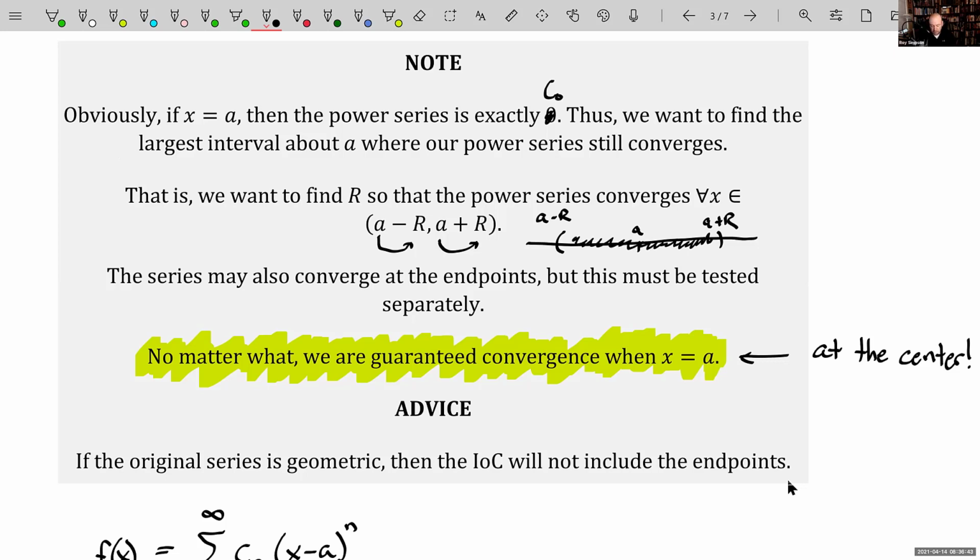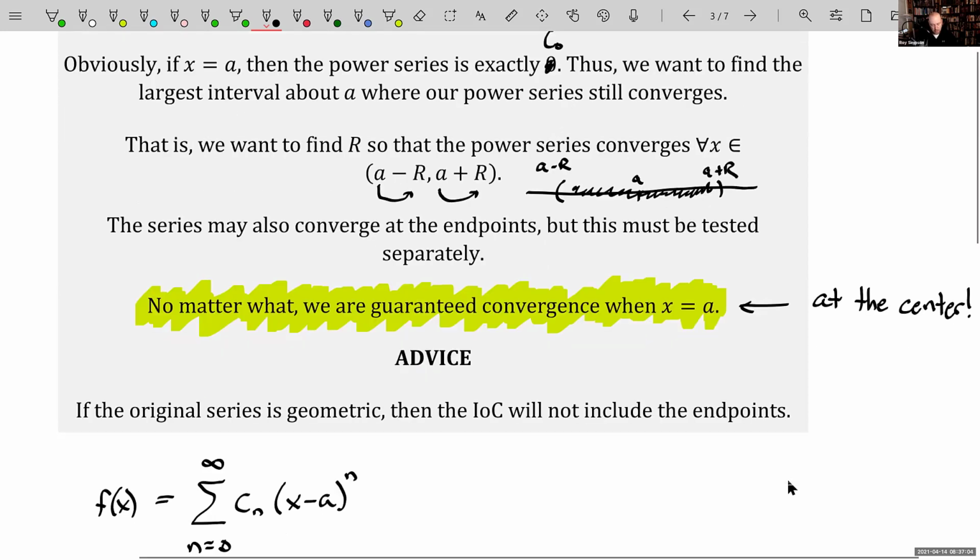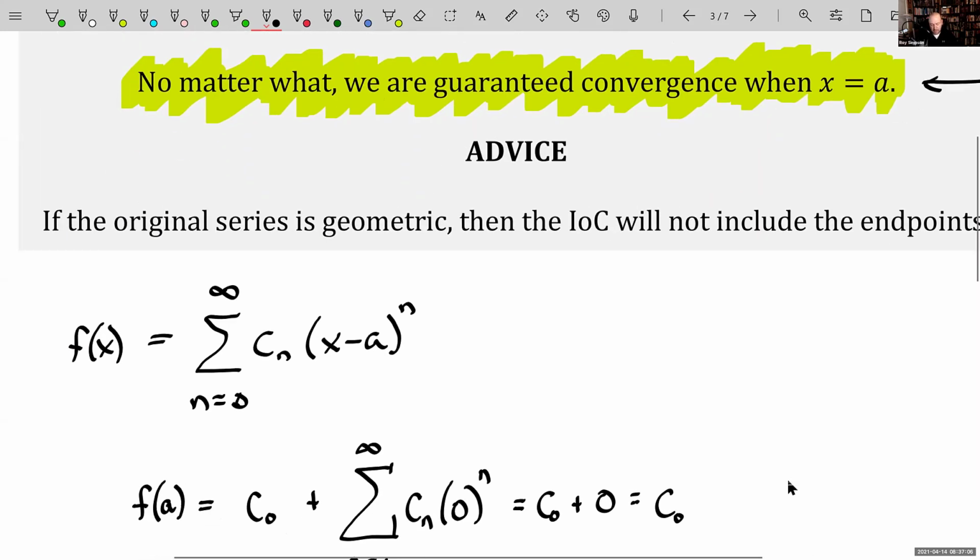The series may also converge at the endpoints, but this must be tested separately, and we'll get into that later on. The reality is that you can have it converge, let's say, at the left endpoint, but it won't converge at the right endpoint. So you get these half open intervals of convergence. We'll deal with that as we move forward. Don't really worry about it. But this last piece of advice is important.